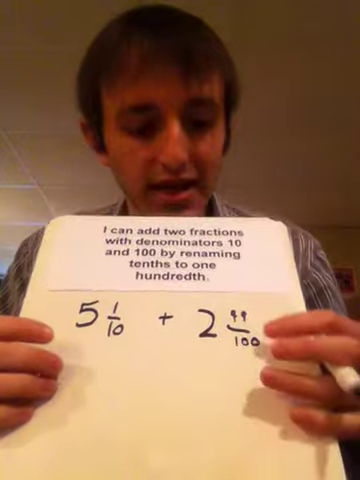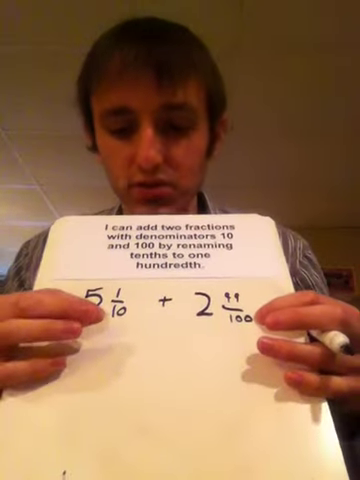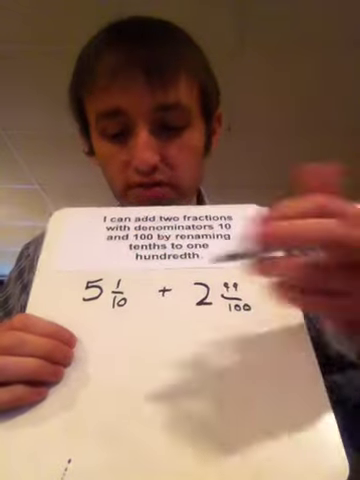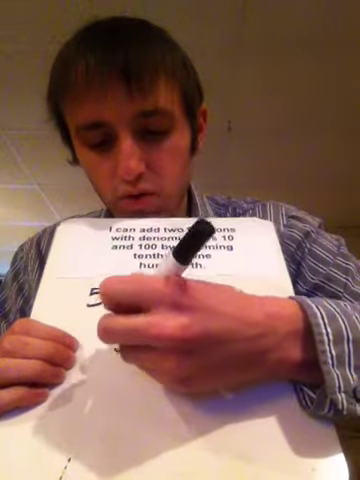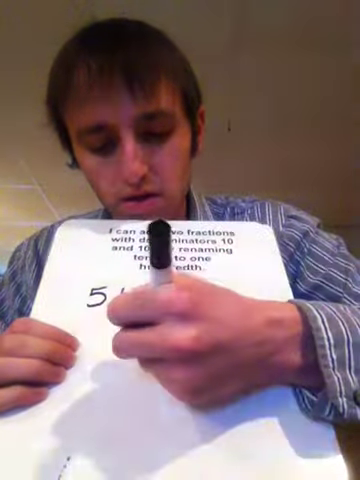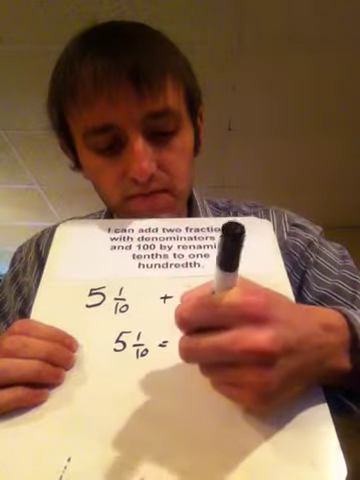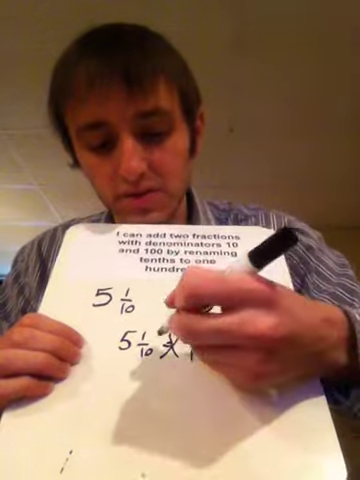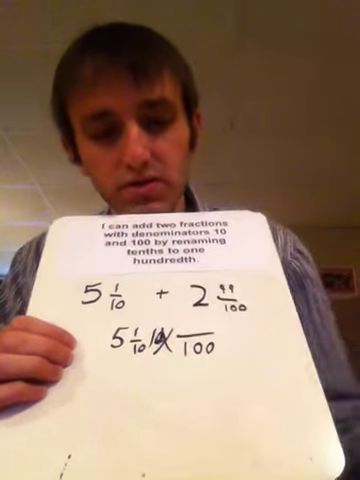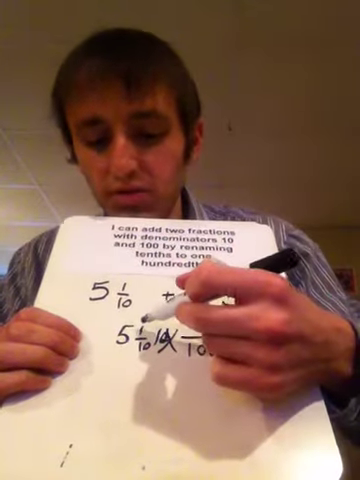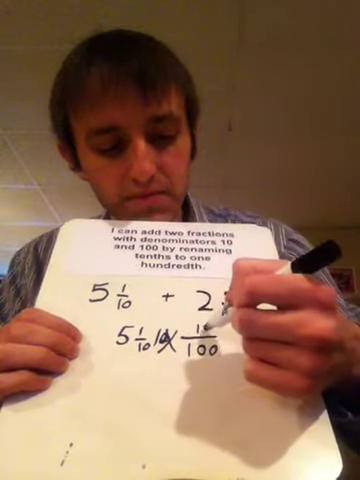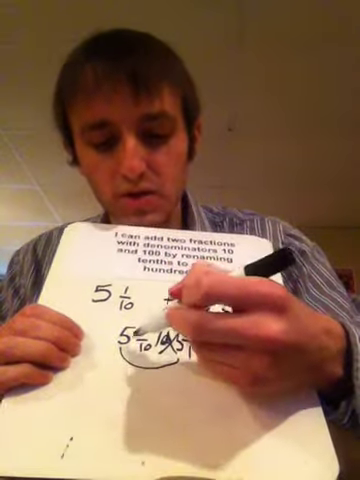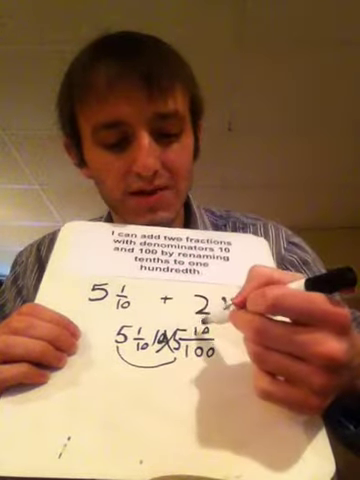Automatically I'm looking and saying I can't add them because their denominators are different. So we need to take our denominator of 10 and make it into a denominator of 100. Alright, so we're going to do 5 wholes and 1/10 equals something with a denominator of 100. We know that 10 times something equals 100. Well, 10 times 10 is 100. Don't forget the 1 times 10 is 10. And don't forget to bring over your wholes as well. So we have an equivalent fraction: 5 and 1/10 is 5 and 10 out of 100.